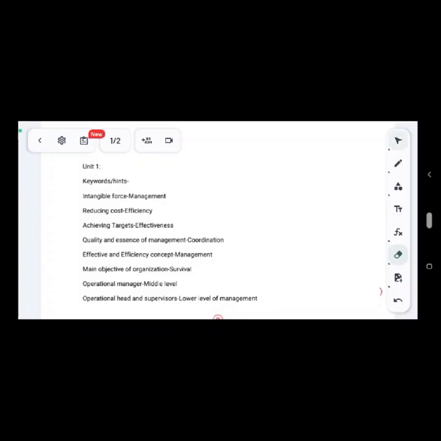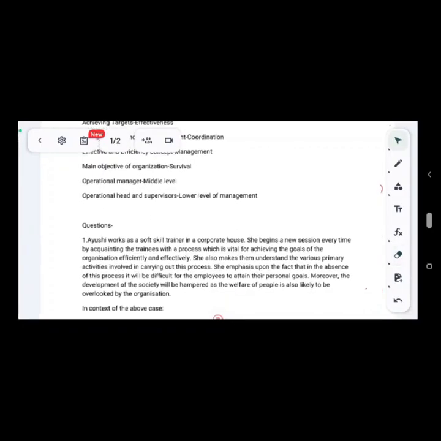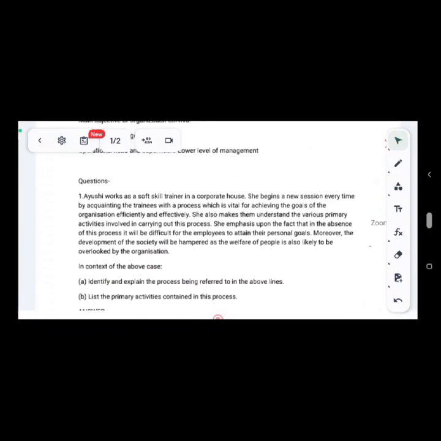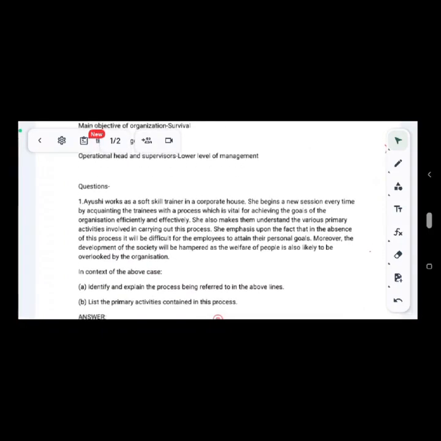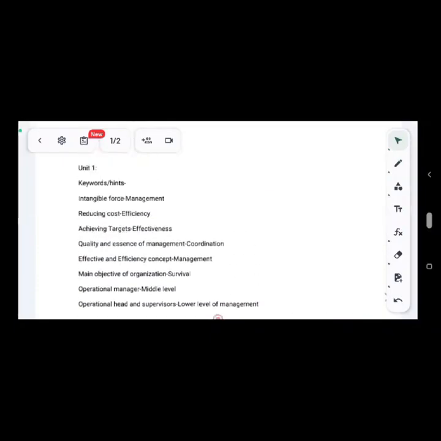Now we learned about various keywords. Let's learn how to apply these keywords in case study problems. First case study: Ayushi works as a soft skill trainer in a corporate house. She begins a new session every time by acquainting the trainees with a process which is vital for achieving the goals of an organization efficiently and effectively. She also makes them understand the various primary activities involved in carrying out this process. She emphasizes that in the absence of this process, it will be difficult for the employees to attain goals. So, efficiency and effectiveness.